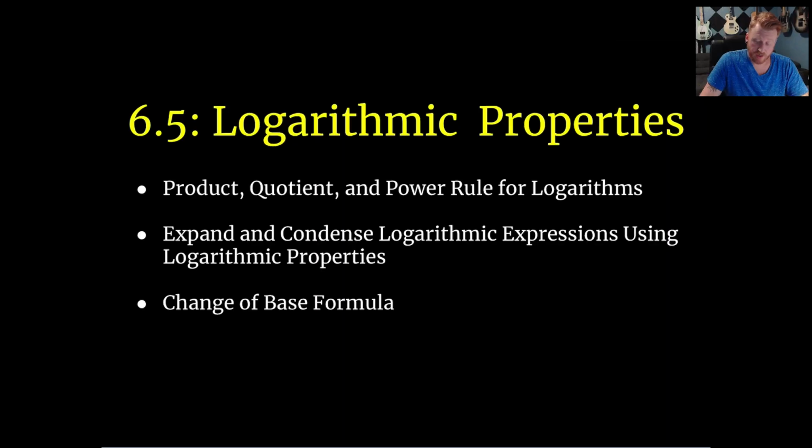Today we're going to be covering logarithmic properties. So kind of picking up from where we left off in the last one, we're going to be looking at the product, quotient, and power rules for logarithms. We'll look at using those rules to expand or condense logarithmic expressions, and then we'll look at the change of base formula, and we'll prove all of these things as we go along the way.